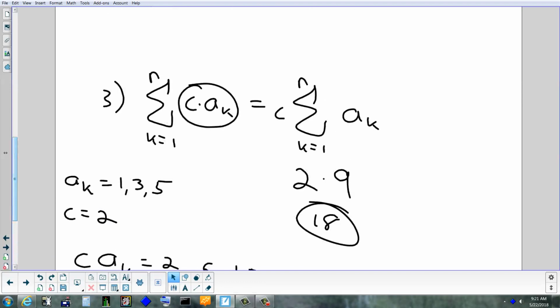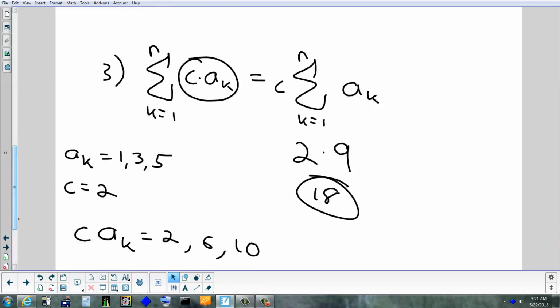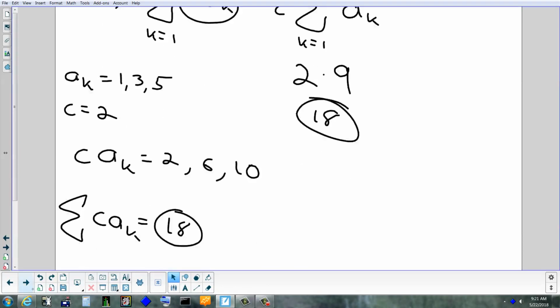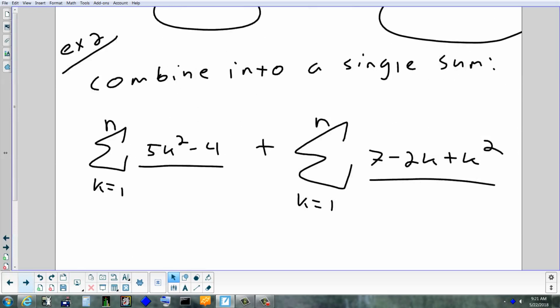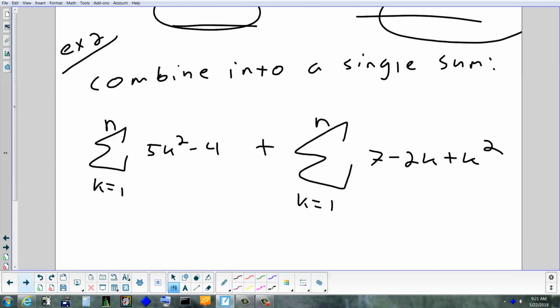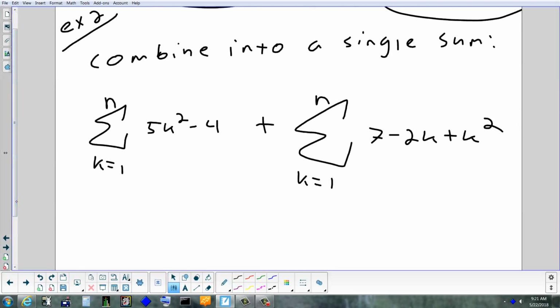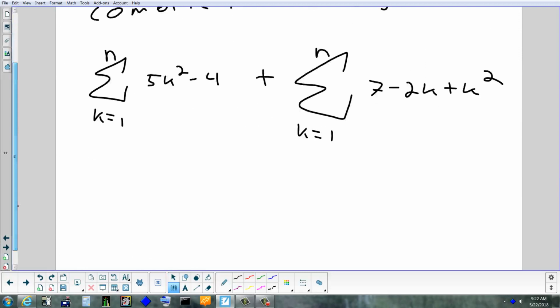Okay. So any questions on those 3 basic rules? All right, so now let's use them on this problem. So I want to combine that into a single sum. When I combine it, do I change my starting or stopping point? Those get changed. Leo? No, they're the same. You can only combine them if they're the same.